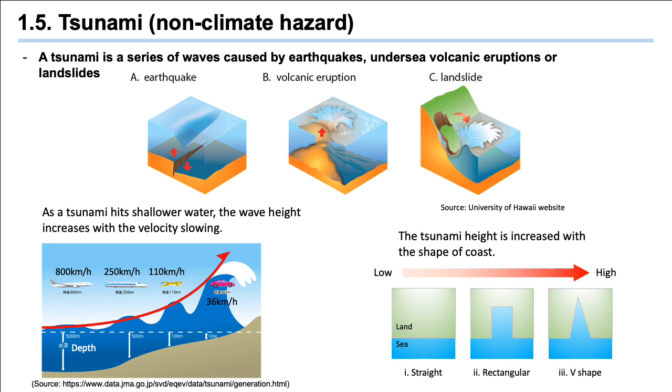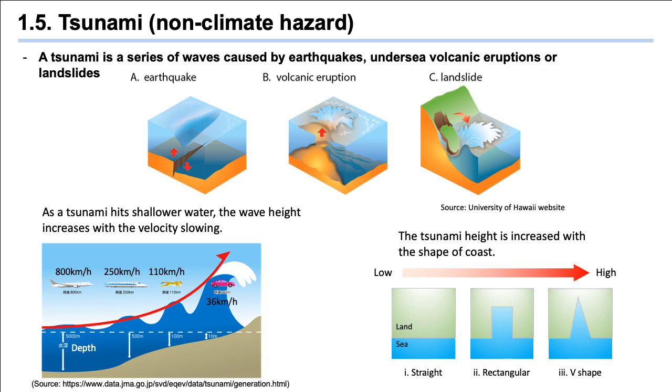Okay, next I'd like to explain the tsunami in order to understand the difference between climate hazard and non-climate hazard. So, according to NOAA, a tsunami is defined as a series of waves caused by earthquakes, undersea volcanic eruptions, or landslides. So that is geological hazard. The sources of tsunami are illustrated in this figure. The most typical source is earthquake, and the second one is volcanic eruption, and the last is landslide.